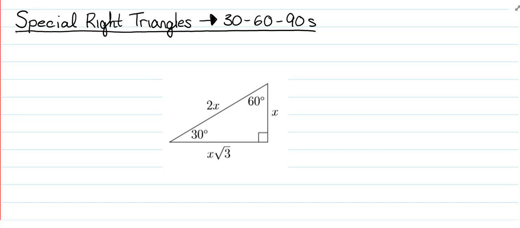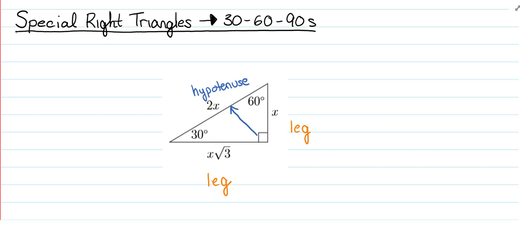The first thing you always want to do is identify your side lengths. In a 30-60-90, or in any right triangle, the first side to identify is the hypotenuse. Remember, the hypotenuse is the side opposite the right angle. So the hypotenuse in this case is the side labeled 2x. We'll talk about that in just a second. Then we have our other two sides, which we know are the legs.